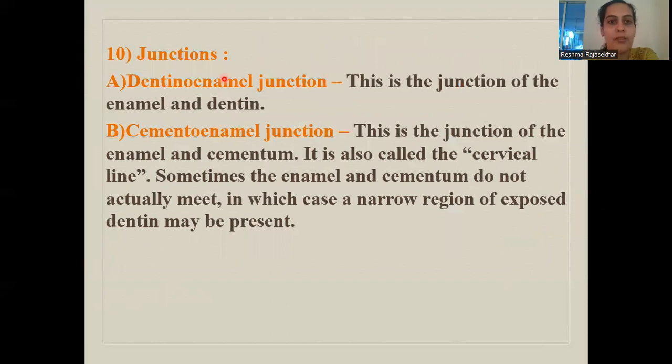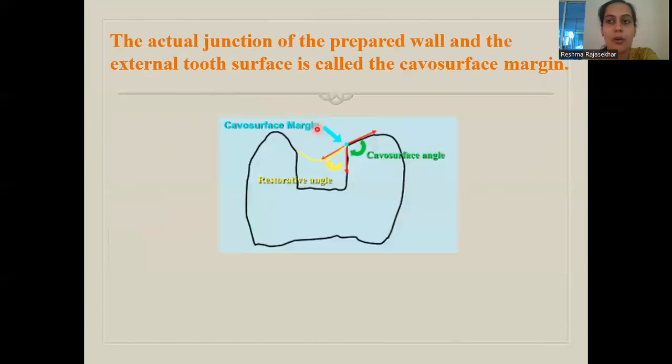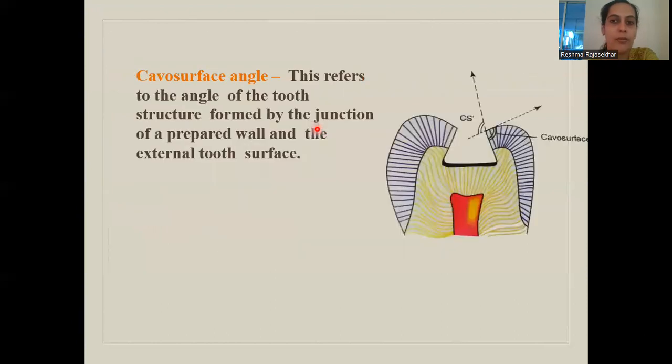Then other terminologies are the junctions. The two types are the dentino-enamel junction and the cemento-enamel junction. The dentino-enamel junction is the junction between the enamel and dentin, while the cemento-enamel junction is where the enamel and the cementum meet. So these are the common terminologies that we come across when dealing with operative dentistry, with which one should be familiar.